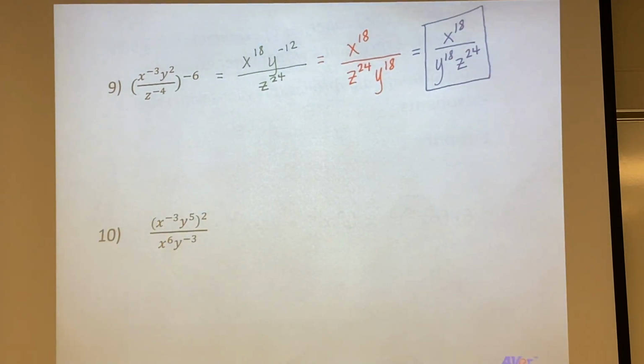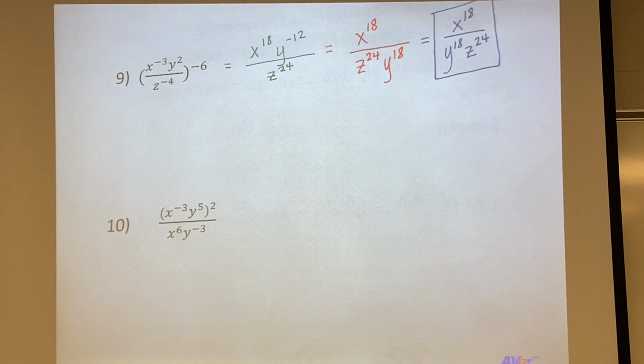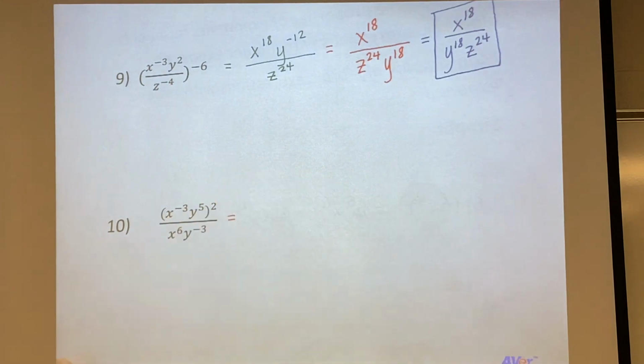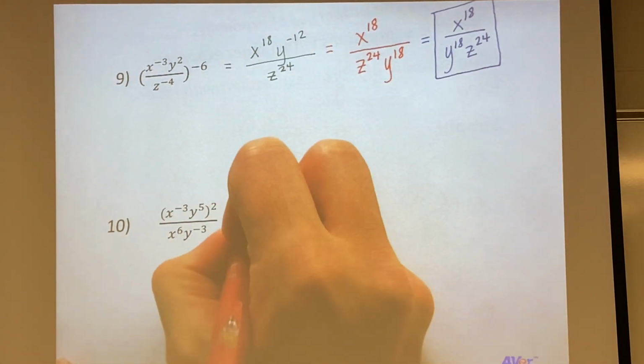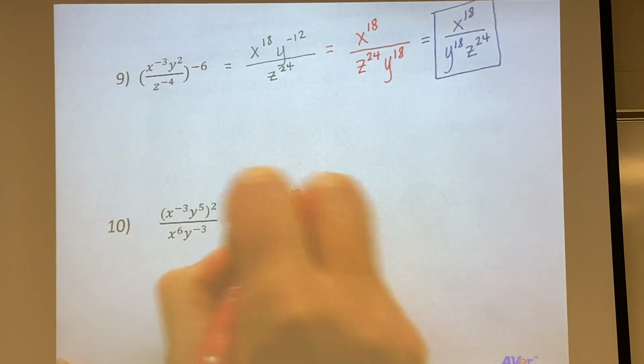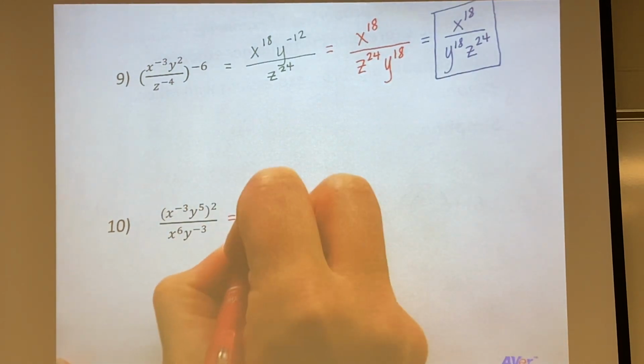Here's our last one, number 10. Go ahead and write it down. Hit pause, give it a try, come back and check. All right, we're going to distribute that 2 to everything on top. So we have x to the -6, y to the 10th. On the bottom, nothing changes.